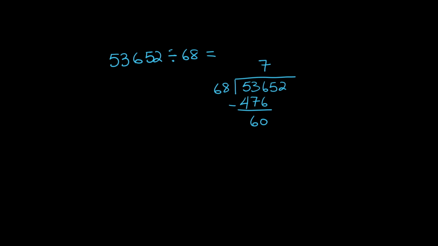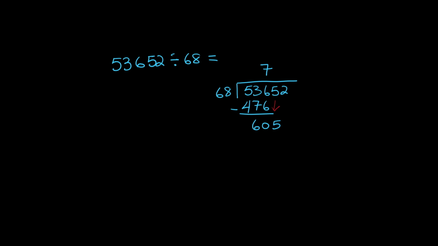Now 60 cannot be divided by 68, and so we will need to pull down a copy of our 5. And so how many times can 605 be divided by 68? That would be 8 times. And 8 times 68 gives us 544. So 605 subtract 544, and that will be 61. Now, can 61 be divided by 68? No. And so we will need to pull down a copy of our 2 to make that possible.